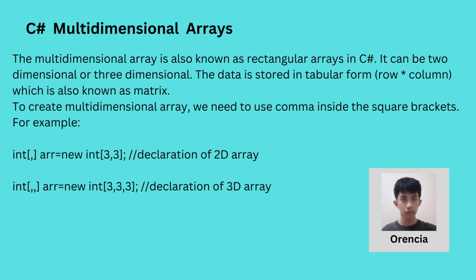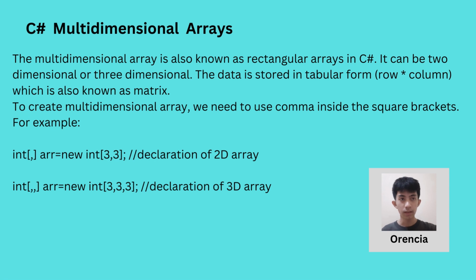Multidimensional arrays. A multidimensional array in C# is an array that has more than one dimension, such as a two-dimensional array or a three-dimensional array. The number of dimensions in an array is known as its rank. In C#, there are two types of multidimensional arrays: rectangular arrays and jagged arrays.